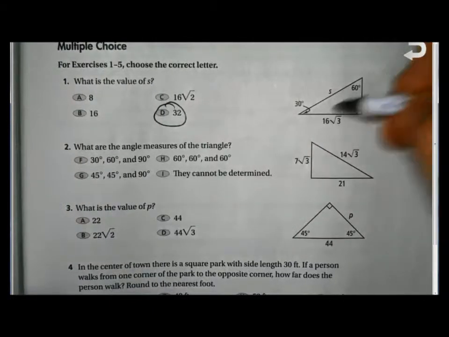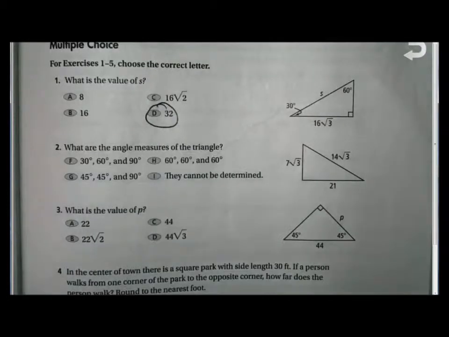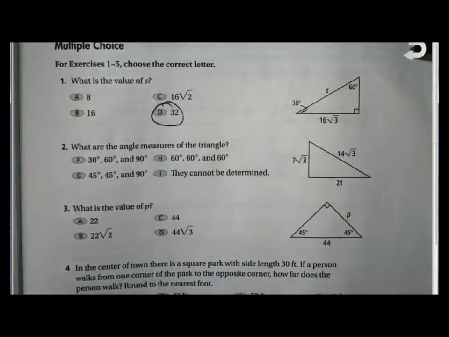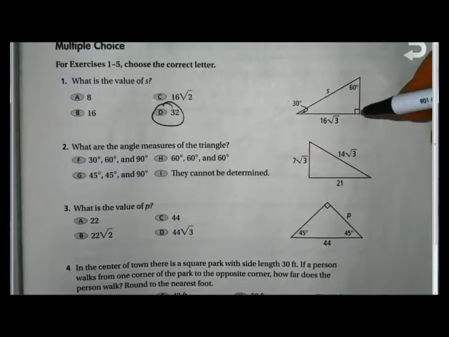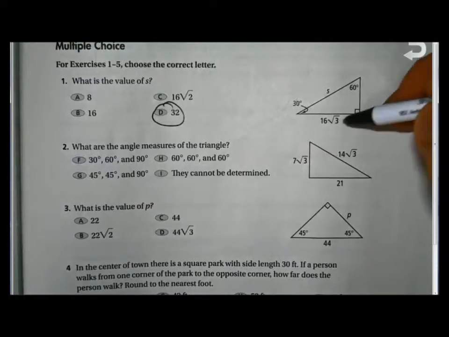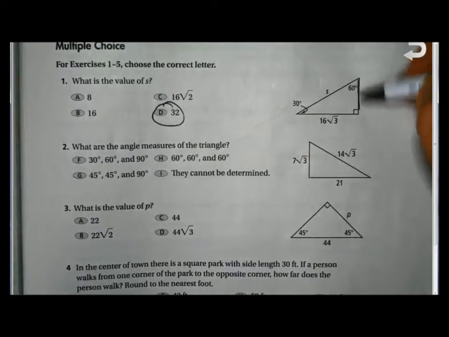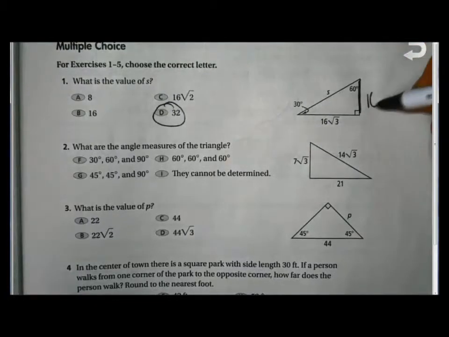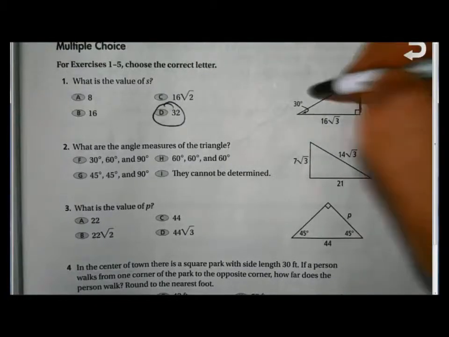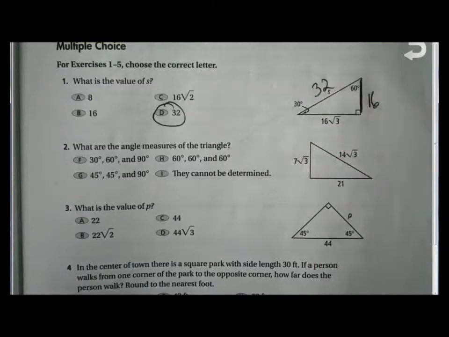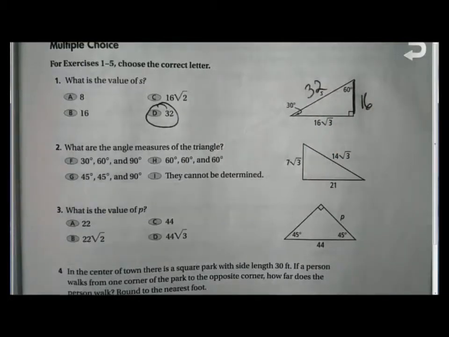All right. So Jennifer, what was your strategy to get to 32? 16 times 2. Okay. How'd you get 16 out of that? Because 16 is the square root of 3. Okay, so this leg right here is 16, right? Yeah. And so then this leg is 32. Okay. All right.